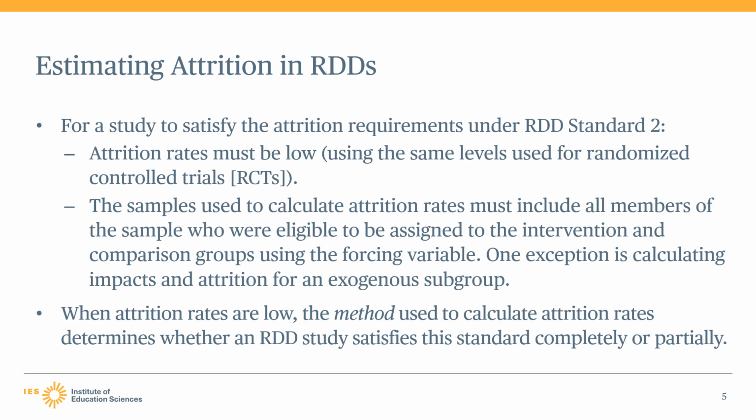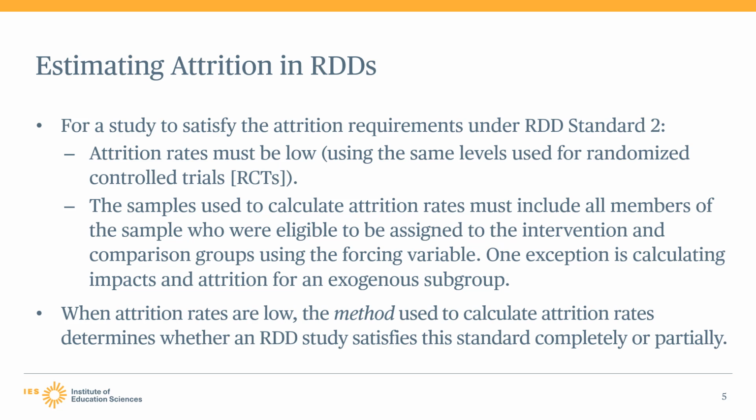In other words, attrition cannot be assessed in an RDD study unless all units who were eligible to be assigned to conditions are known, and the assigned condition for all of these units is known. However, it is important to note that attrition in RDDs can be assessed within exogenous subgroups, which the WWC defines as subgroups identified using a variable that is unrelated to intervention participation.